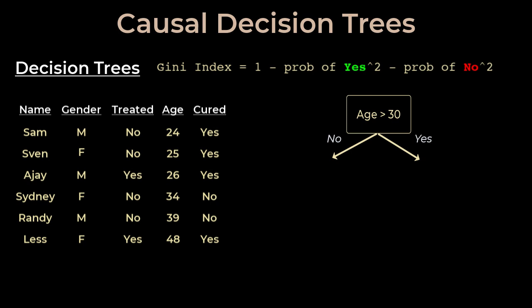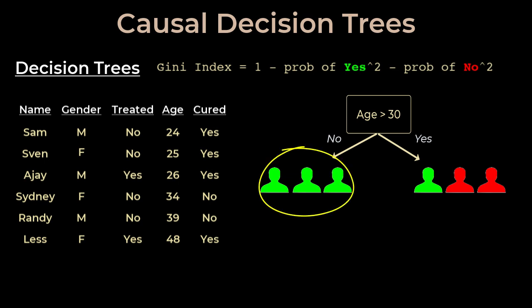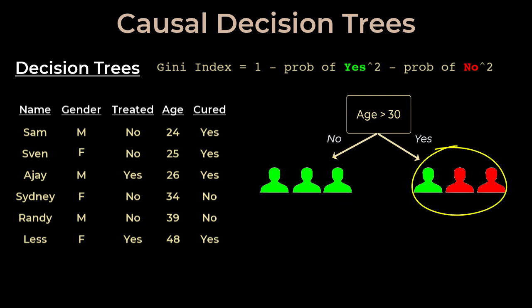Let's consider the age greater than 30 split and pass our patients here just to see how the children look. We don't need to split the left child since its Gini index is as low as it can go. Now for the right child, we can check gender, treatment, and other age categories as we did to further split this out.